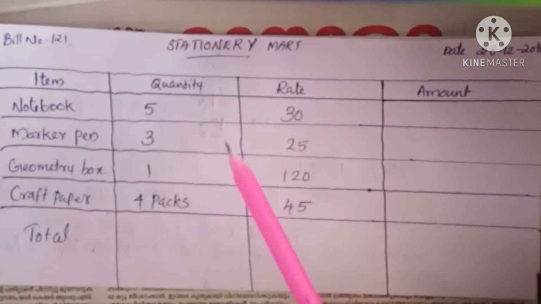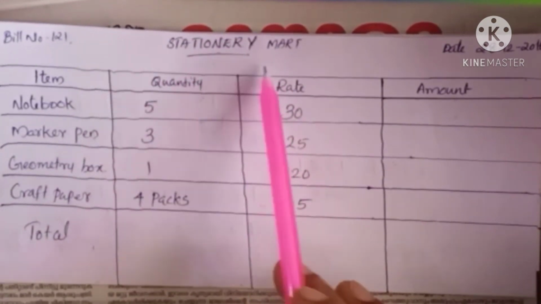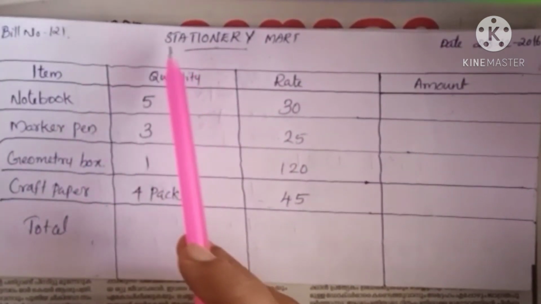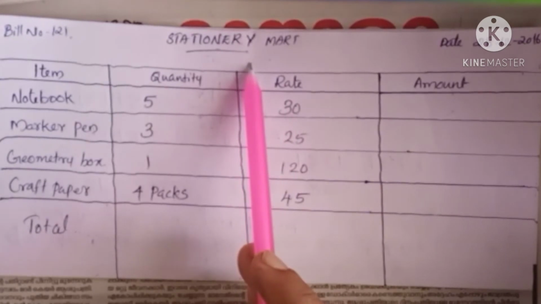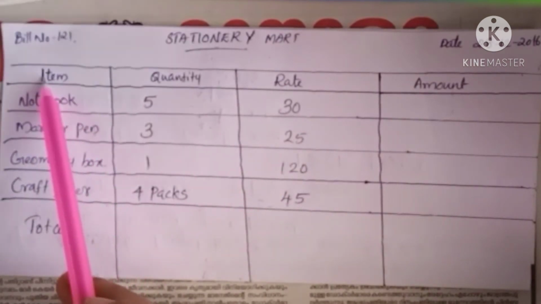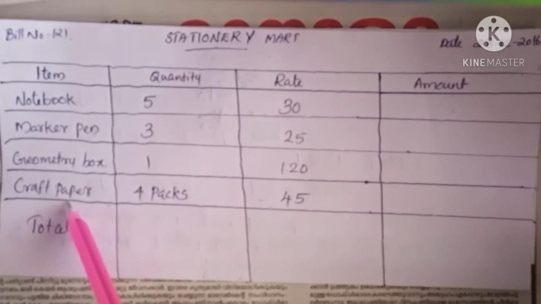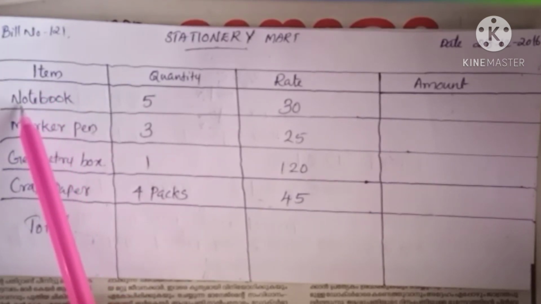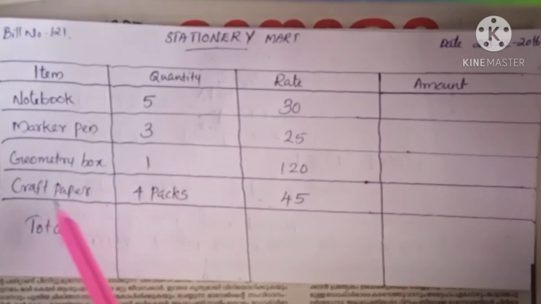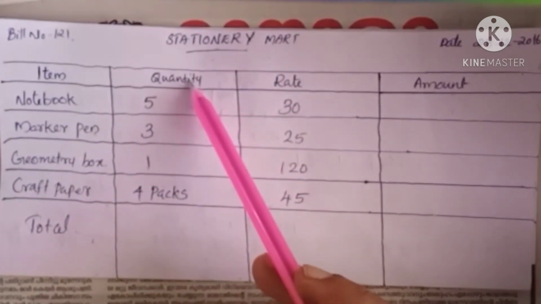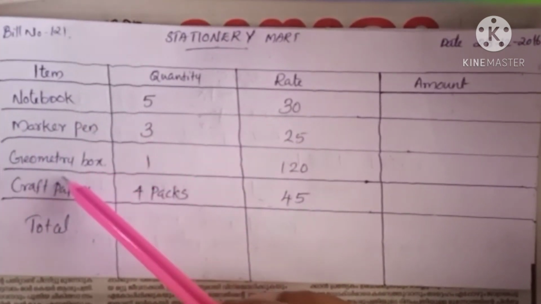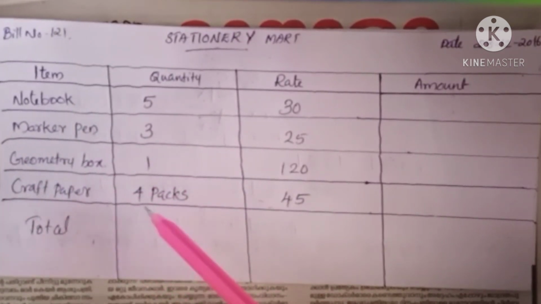When we prepare a bill, we should write the shop name and place, like Perindalmanna, Puttanangadi, and a bill number. Where is the shop? That place you have to mention here. Bill number, date, etc. Then item. What are the things we purchased? Here, notebook, marker pen, geometry box and craft paper. Quantity. How many notebooks? 5 notebooks, marker pen 3, geometry box 1, craft paper 4 packs.